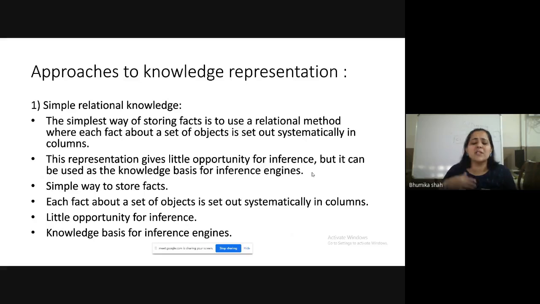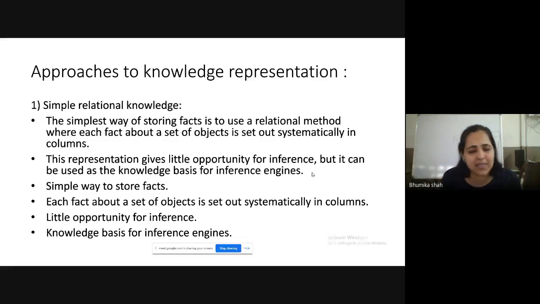Now, this is something which has been asked many times in GTU question papers for 7 marks. Okay. So please focus very clearly on this. There are 4 approaches, 4 ways how knowledge can be represented. So there are 4 approaches of knowledge representation.